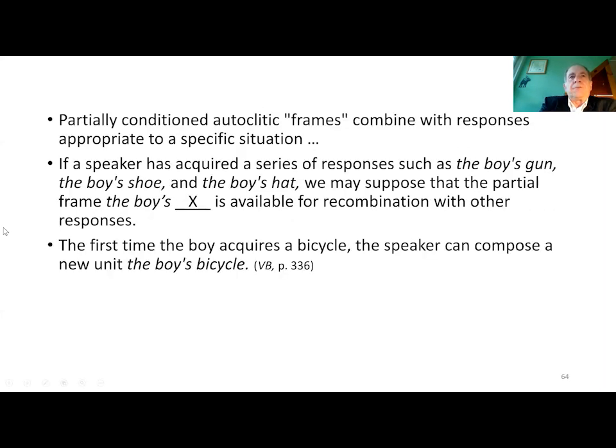So let's see what Skinner has to say on page 336 of Verbal Behavior. Partly conditioned autoclitic frames combined with responses appropriate to a specific situation, says Skinner. If a speaker has acquired a series of responses, such as the boy's gun, the boy's shoe, and the boy's hat, we may suppose that the partial frame, the boy's X, is available for recombination with other responses. The first time the boy acquires a bicycle, the speaker can compose a new unit, the boy's bicycle.